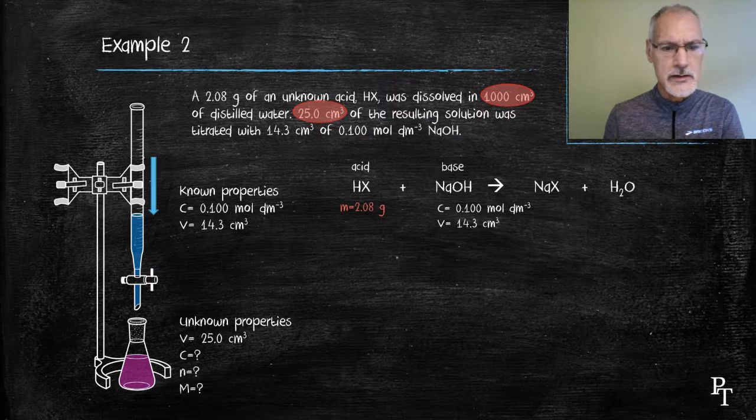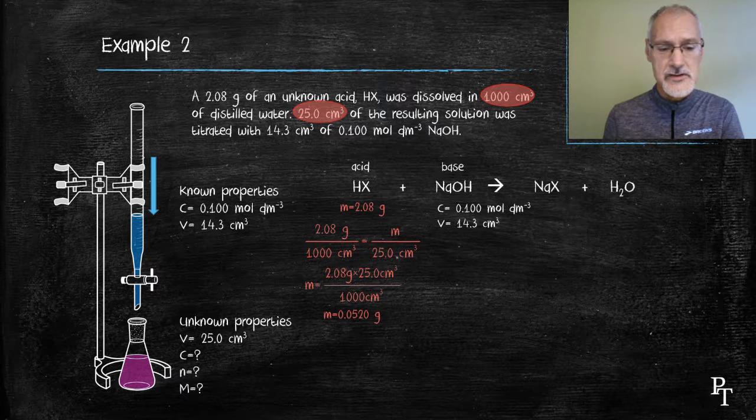I'm going to use a ratio here to determine what mass I actually did neutralize. So 2.08 was added to 1,000. How many grams M would be in 25? Cross multiplying and solving, I get 0.0520 grams. So that's the mass that was actually neutralized by my sodium hydroxide. So I'm going to replace that.